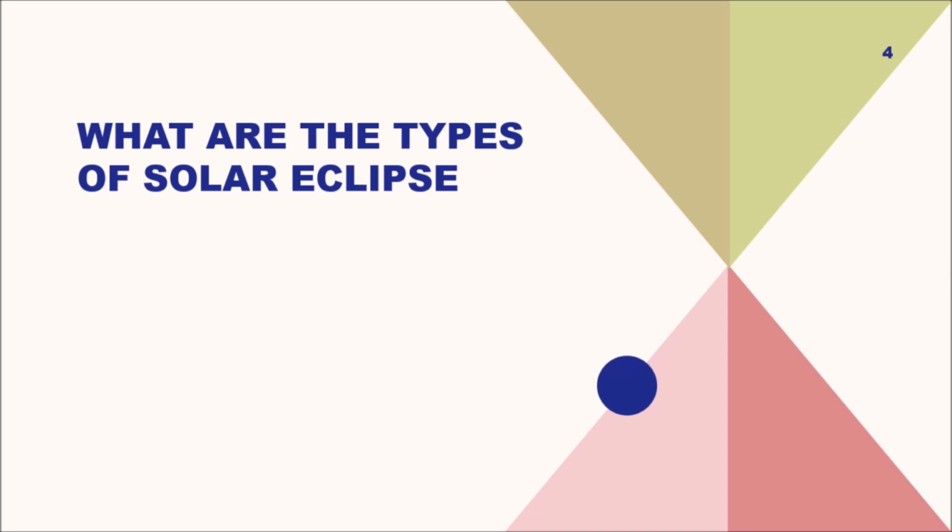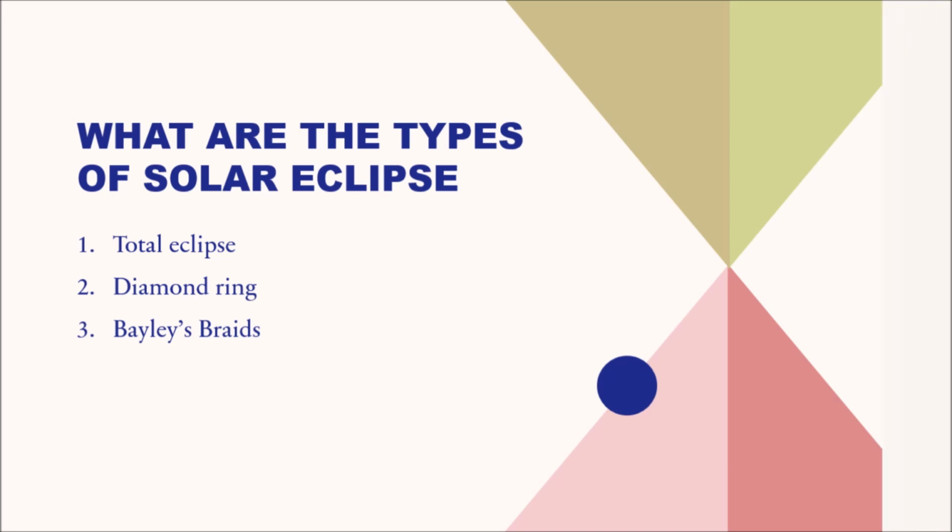Next question. What are the types of solar eclipses? You have 5 seconds. Get your answer ready. Now is the answer. First things first, the total eclipse. When it covers the whole eclipse. Second thing, the diamond ring, when only a small part is shown. Next is Bailey's beads, when the moon only covers a small part.